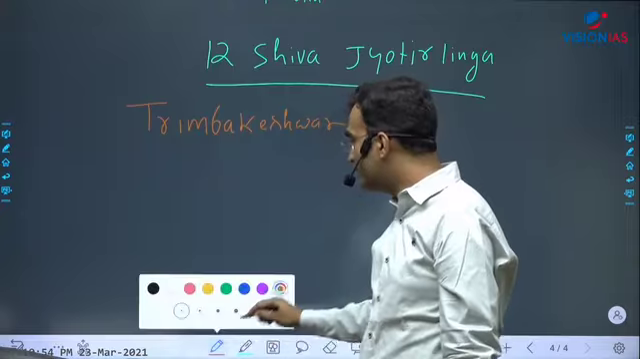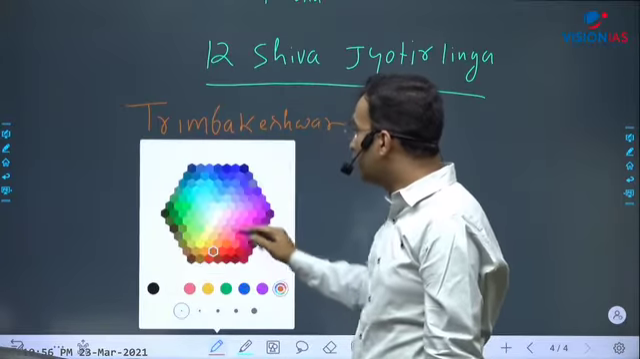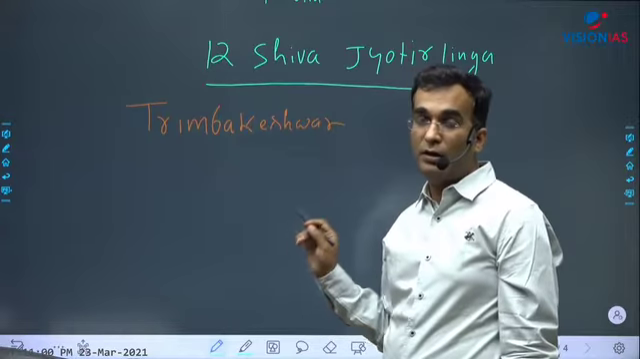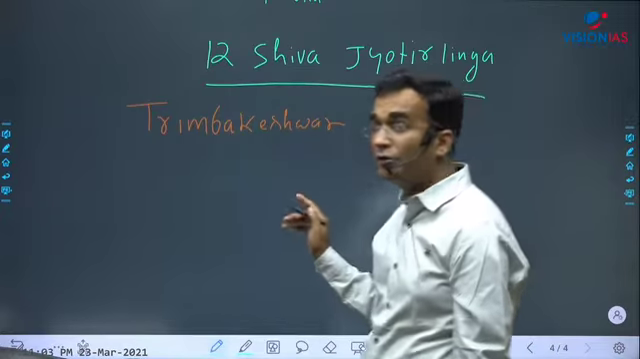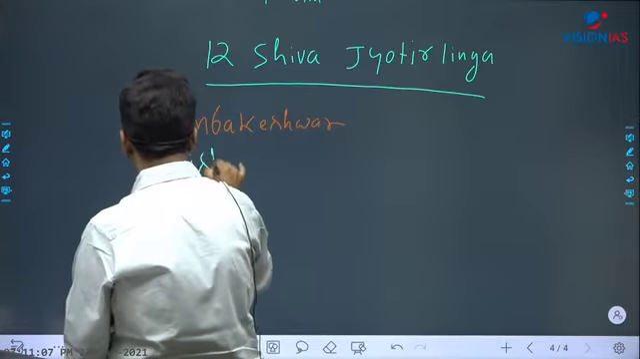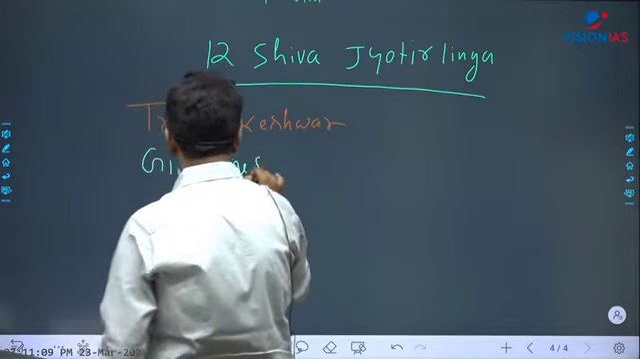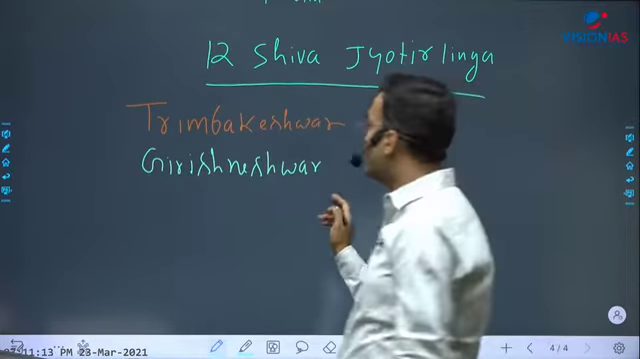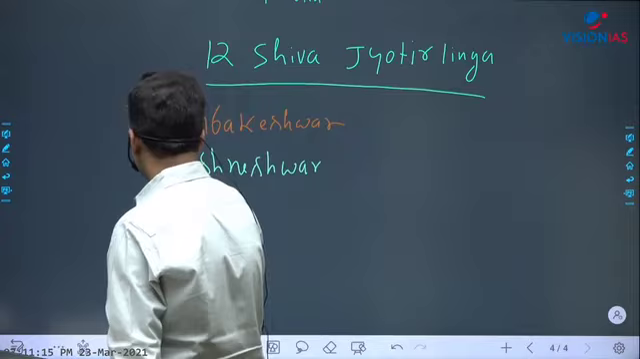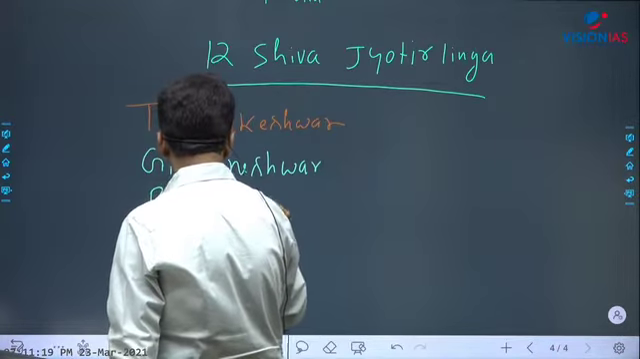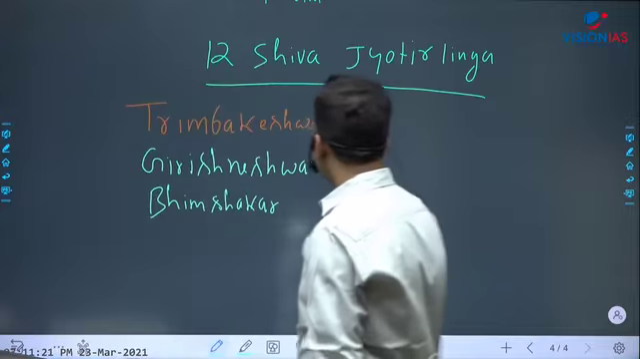This is considered the first one, but in Maharashtra, a large number of these Shiva Jyotirlingas are there. The second which I'm writing is Grishneshwar, which Vaibhav mentioned earlier. Grishneshwar is closer to the Ellora area. Then another in Maharashtra is Bhimashankar. So there are 3 from the state of Maharashtra.